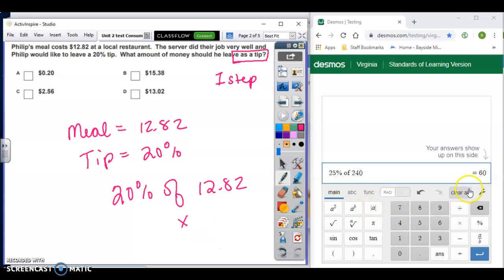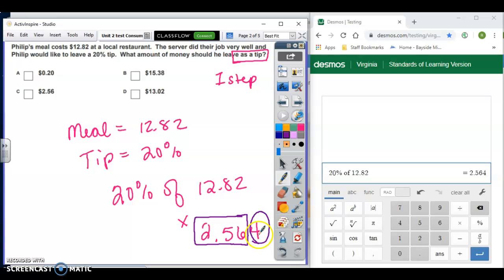So we come to our calculator. 20% of $12.82. So the answer is, when I look at my calculator, I get 2.564. And I know that money only goes to the hundredths place. So when I look at this number, in order to round, if it's below 5, so 4 and below, you leave it the same. So this stays at $2.56.